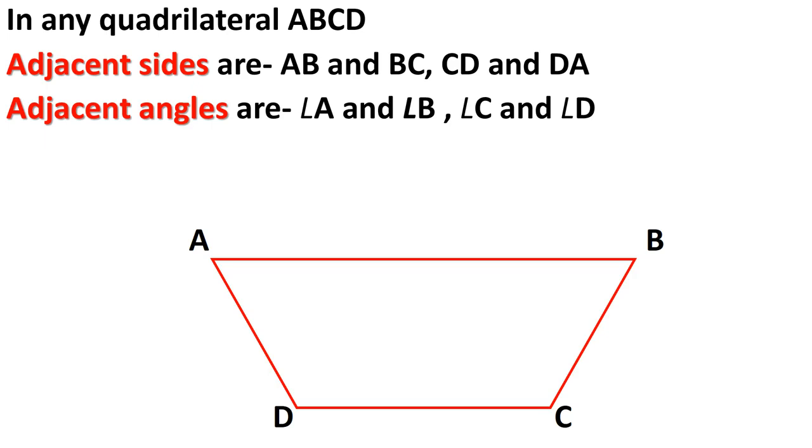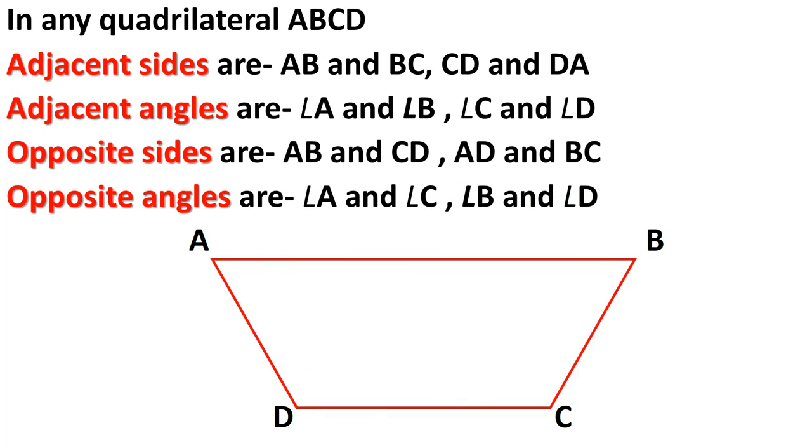Now next is adjacent angles. Adjacent angles are angle A and angle B. This is one pair of adjacent angles, meaning two angles formed by one line segment. I am taking the line segment AB. Which two angles are formed here? Angle A and angle B. So these two are adjacent angles. Another pair of adjacent angles is angle C and angle D, because CD is one side and the two angles formed by this side are angle C and angle D.